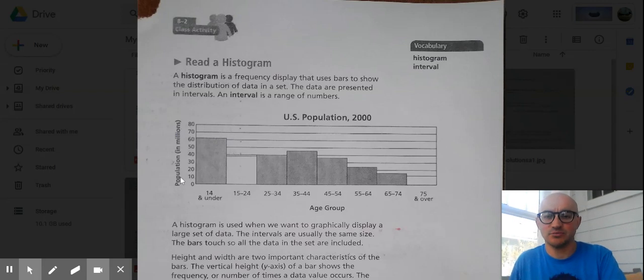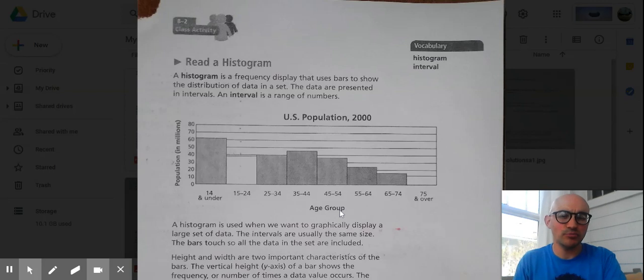So let's look at the Y axis. We've got population, and it says in parentheses in millions. So that means each mark here is 0 million people, 10 million people, 20 million people, 30 million, and so on up the Y axis. And then I look at my X axis label.